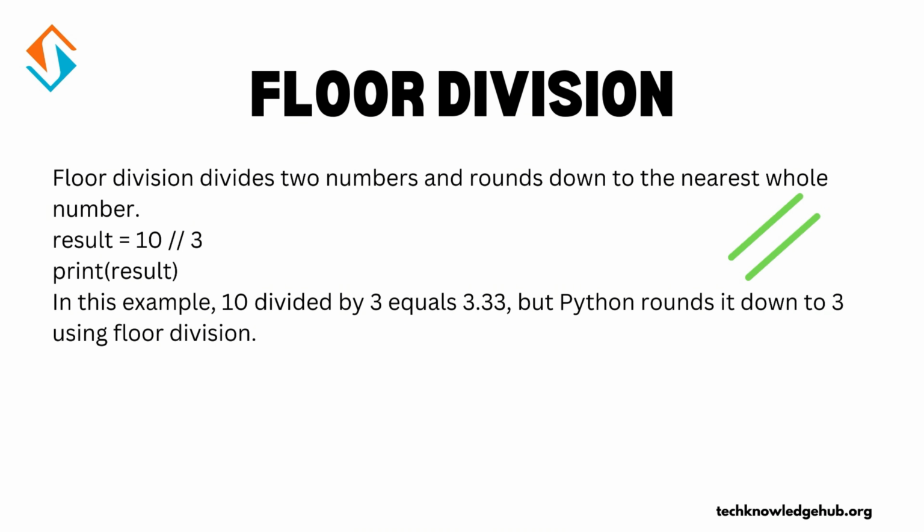Second is floor division. Floor division divides two numbers and rounds down to the nearest whole number. Result equal to 10 floor division 3, then print result. In this example, 10 divided by 3 equals 3.333, but Python rounds it down to 3 using floor division.